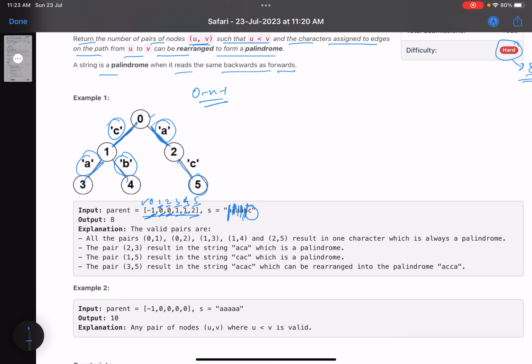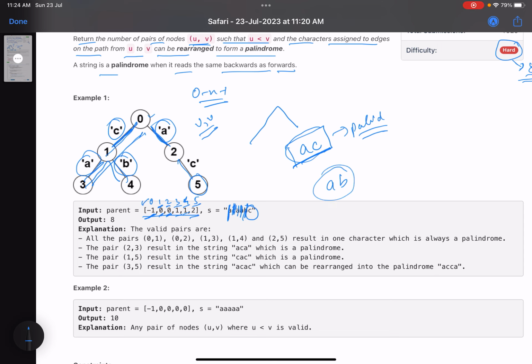Now we have to tell how many u, v pairs there are such that, considering the characters on the edges, for example if you move from 3 to 0, just taking an example, what are the characters that you get? You get A and C. Now we have to tell whether we can rearrange these characters to form a palindrome or not, right? So we have to tell the count of these pairs, for every possible combination. In this case, suppose I take 3, 1, 4. So the characters are A, B. I cannot form a palindrome.